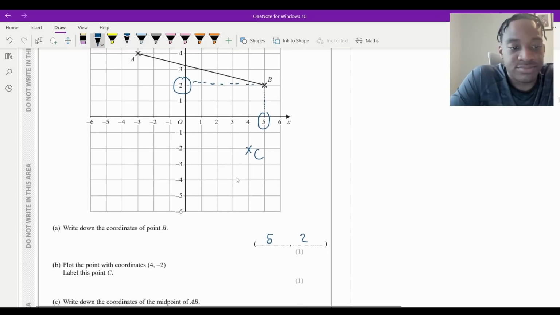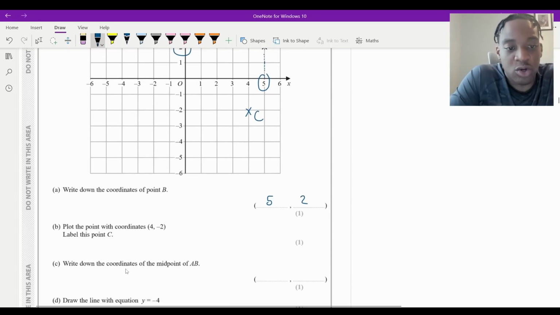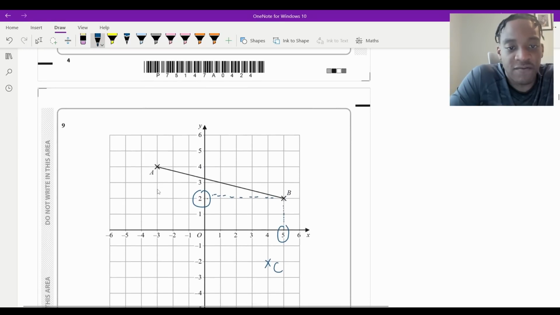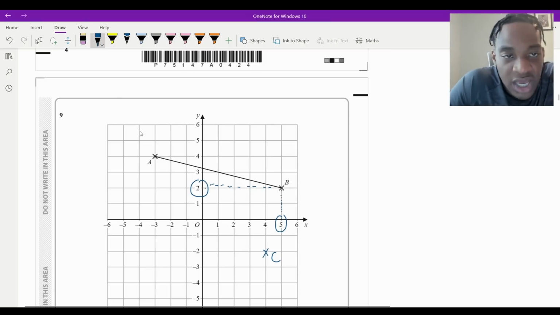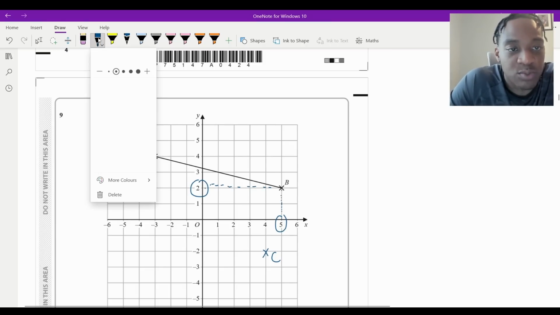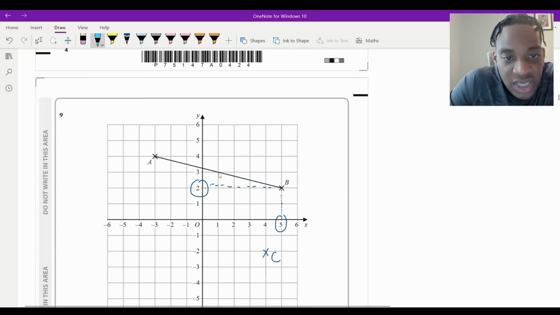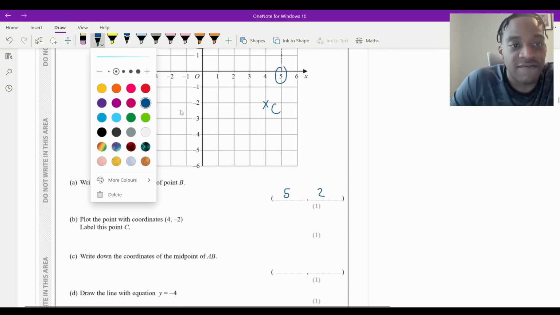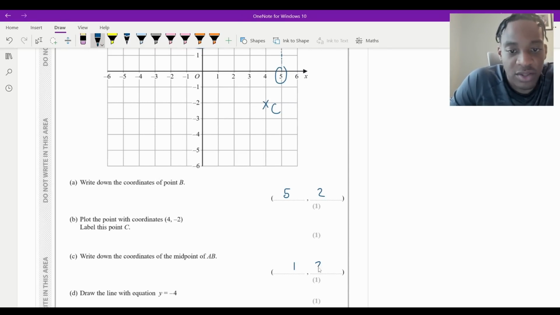Okay, so that's done. Part C says we need to write down the coordinates of the midpoint of AB. That's just halfway between each of the points, which we can see quite clearly. Halfway between these points will just be right here, right? Because you go down and then to the right by 4, and it's the same thing here. So it's definitely this point here, and this is the point 1, 3. I'll just do it in navy blue. So the point 1, 3.